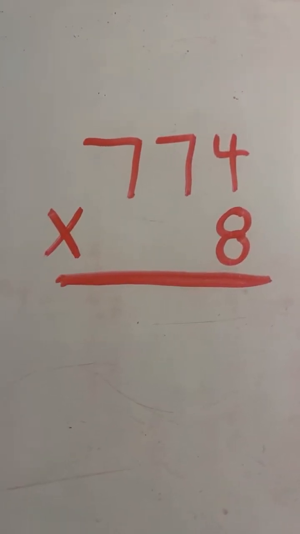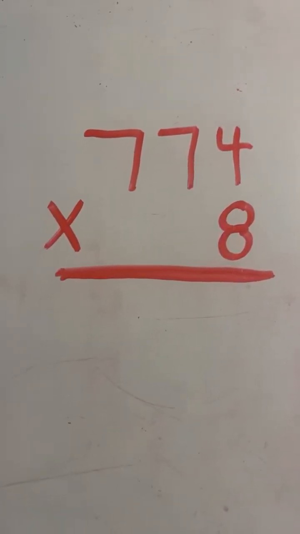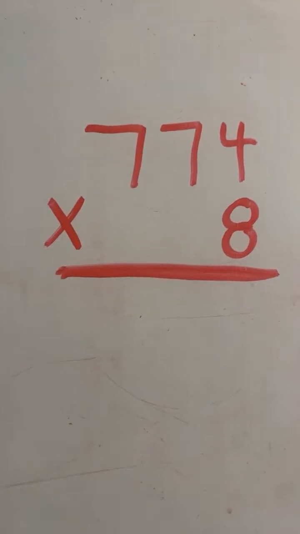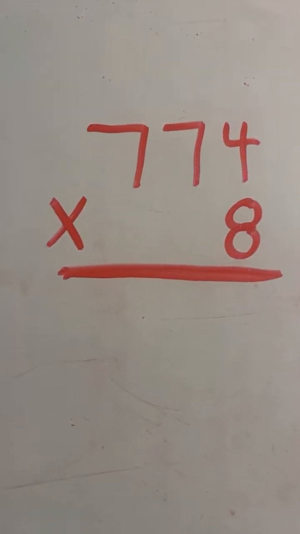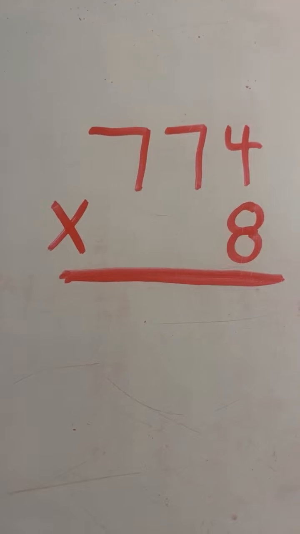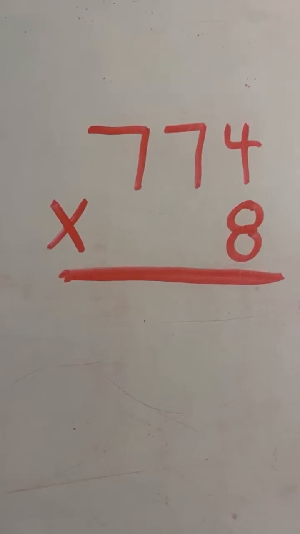So this video is going to be a review of 3-digit by 1-digit multiplication. Our first example problem is 774 times 8, and I'm going to go through step by step how to solve that problem.